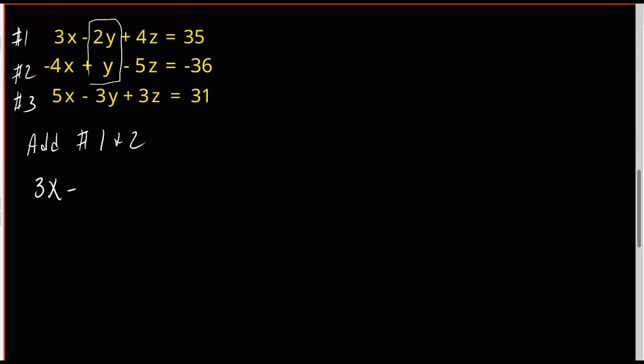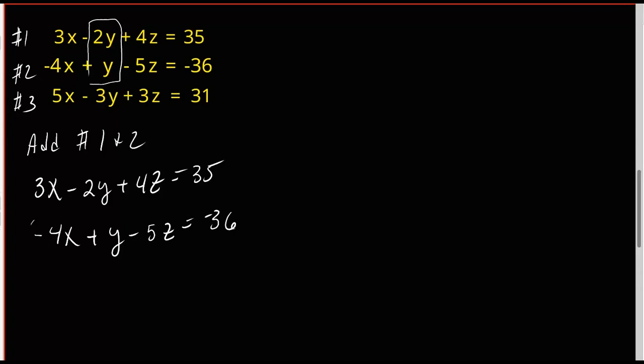So it's 3x minus 2y plus 4z equals 35. I don't have to multiply it times anything, but the second equation I am. Okay, so I'm going to take the second equation, which is minus 4x plus y minus 5z equals negative 36. I'm going to multiply this times a 2. Okay?